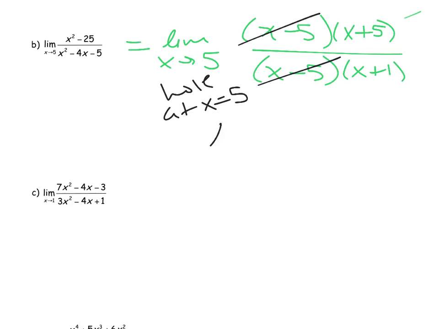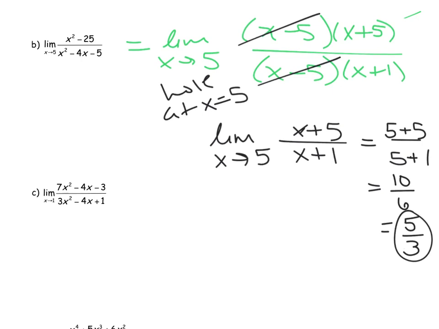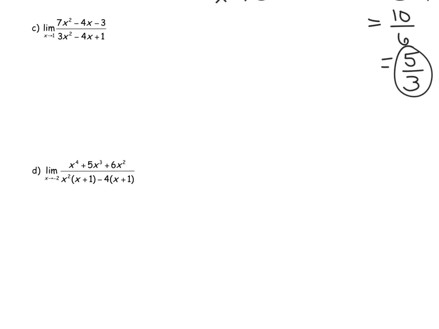And let's start to simplify. So now I have the limit as x approaches 5 of x plus 5 all over x plus 1. We're going to plug in now so the limit goes away. And we are left with 10 over 6, which simplifies to 5 over 3. So 5/3 is my final answer for B. Why don't you guys give questions C and D a try? I'll post my solutions, but give those a try on your own.